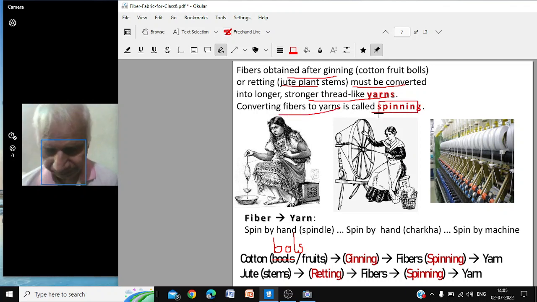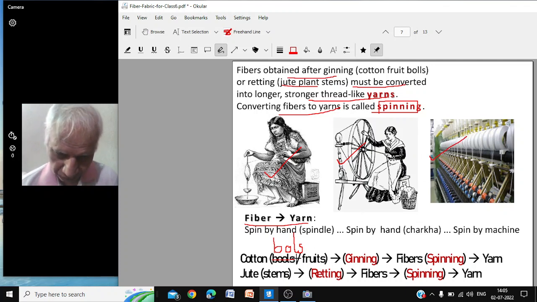So what is spinning? Spinning means converting fibers to yarns, twisting the fibers, combining the fibers and making them strong yarns, that is spinning. So fiber to yarn, this method is spinning. You can do it by hand using a spindle, you can use a charkha, or you can do it by using machines.